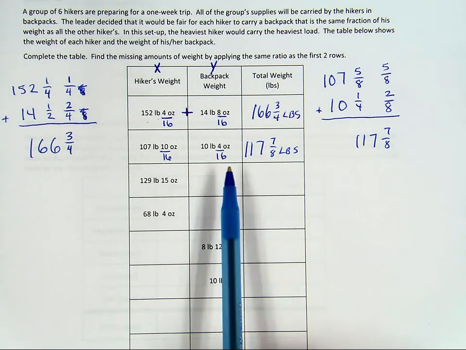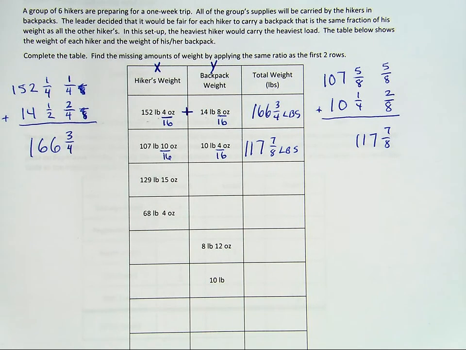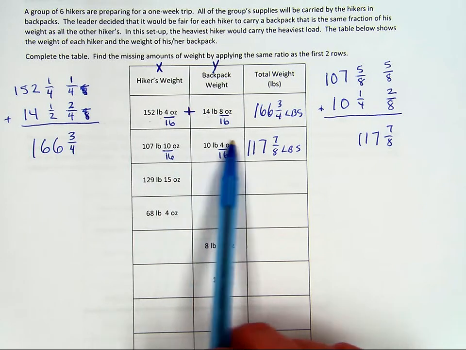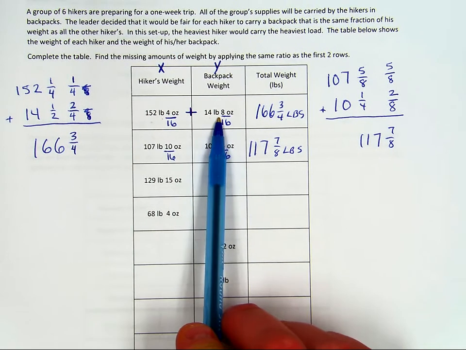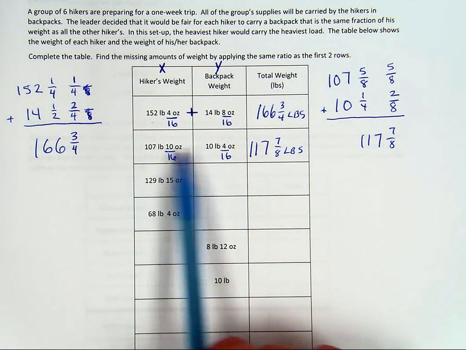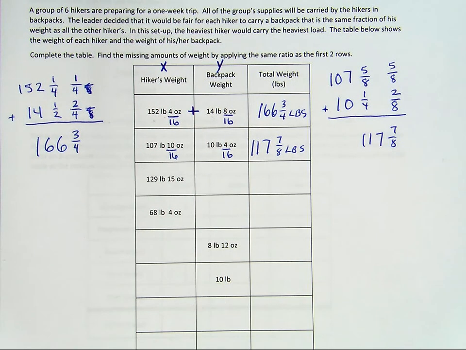In order to figure out the backpack's weight, we need to use the equation. And there's only one way to find the equation, and that's to find the constant of proportionality. So what I'm going to show you now is how to find the constant of proportionality. We could use either one of these two. We can use the 152 and the 14, or we can use the 107 and the 10. You want to use the 107 and the 10? Why? Yeah, they're smaller numbers. That's the one I would have chosen as well.